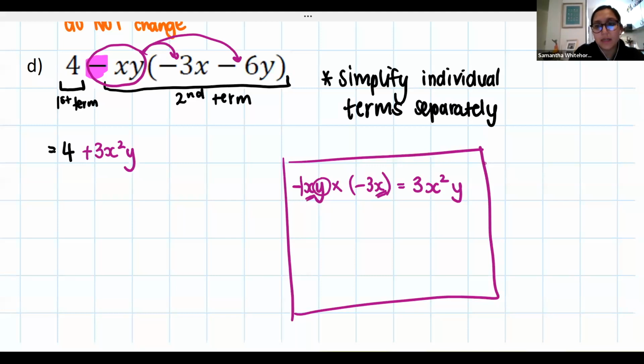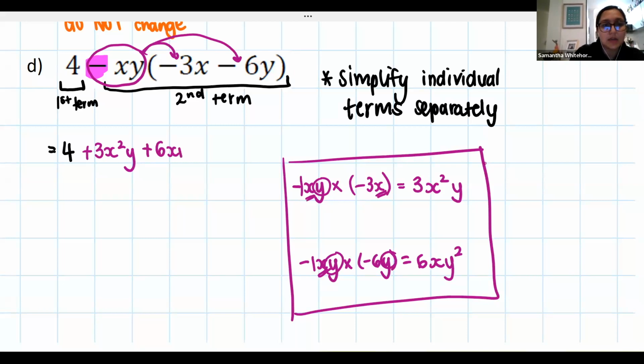Now I need to do my second product. Minus 1xy times negative 6y. Negative times a negative is a positive. 1 times 6 is 6. Remember again, variables, you've got 1x and then a y times y, which gives us y squared. So this is plus 6xy squared.